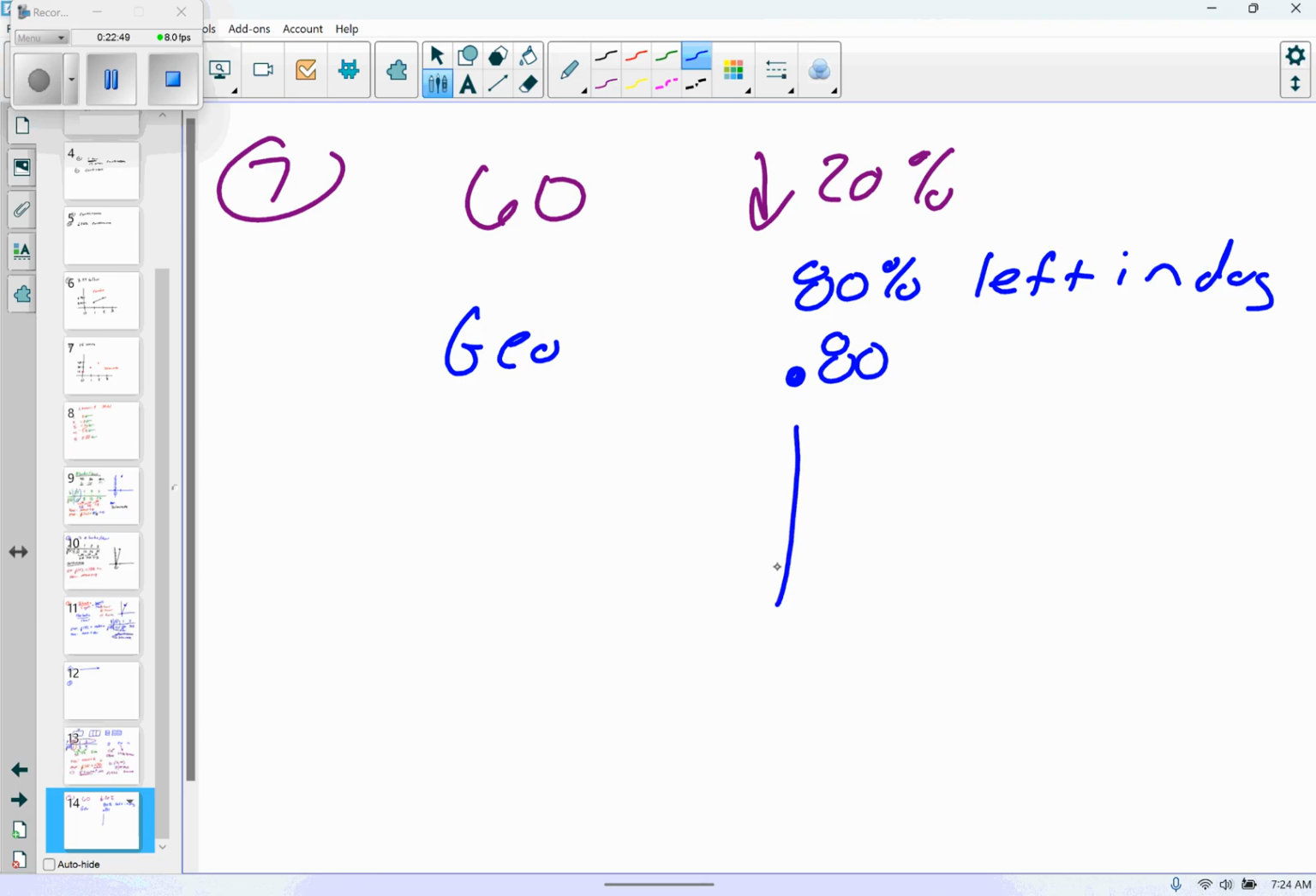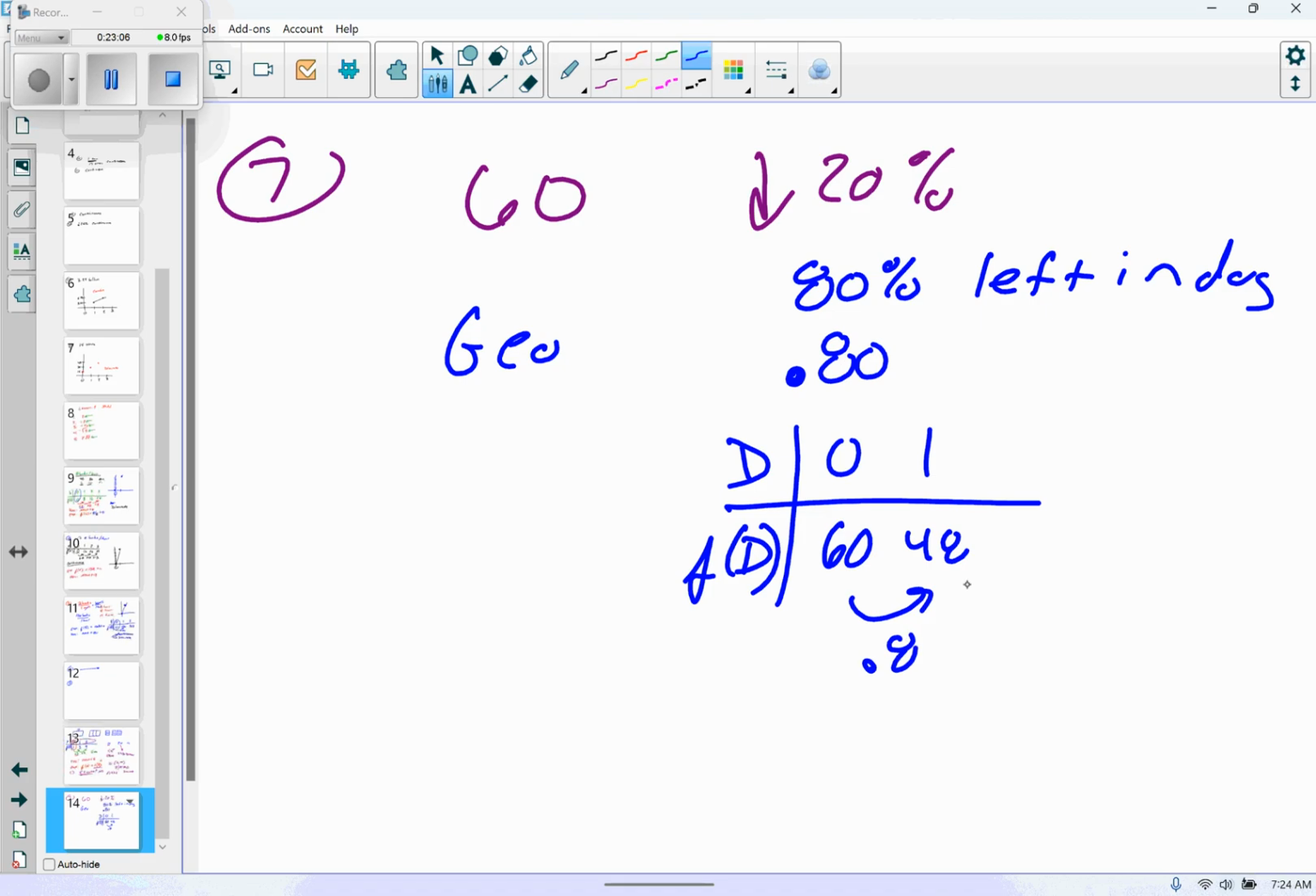So basically, if we made our table, we'll go dog and F at D. So at 0, there's 60. And then at 1, we're multiplying by 0.8 each time. So that's then 48. And then 48 times 0.8, that's going to be 38.4. So on and so forth. So you're just multiplying by 0.8. So it's geometric.